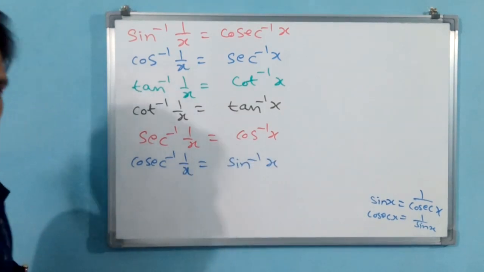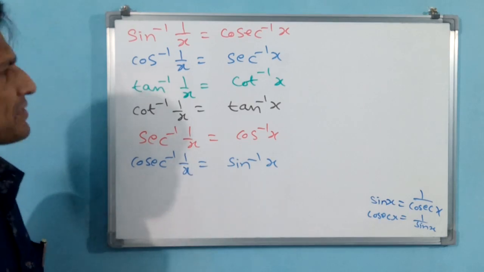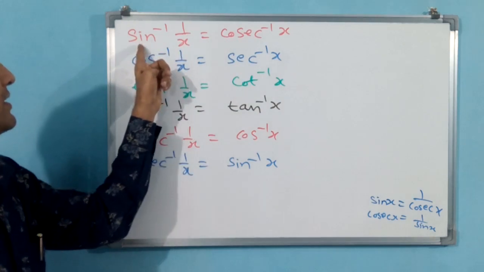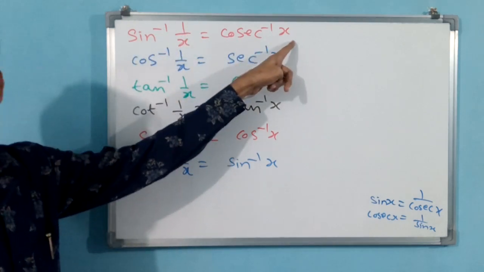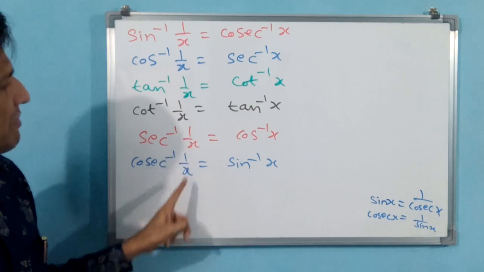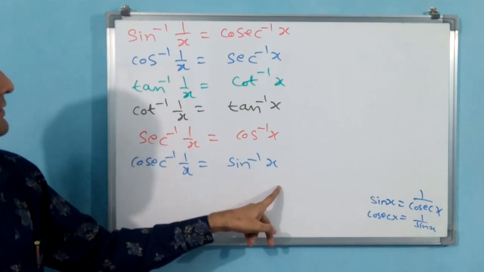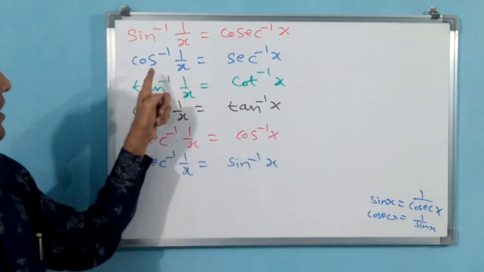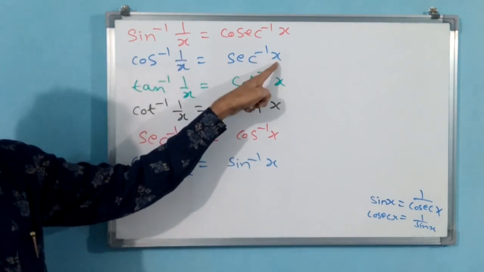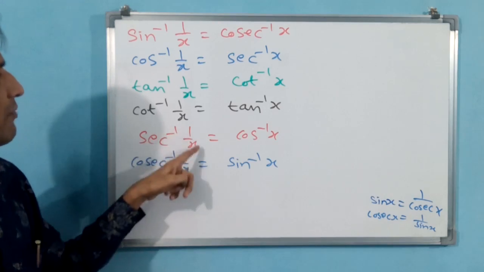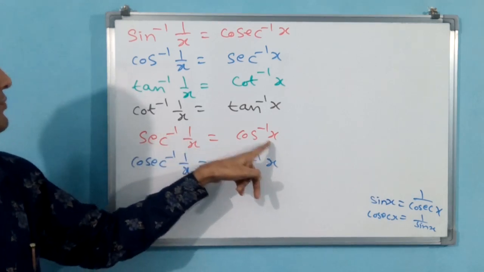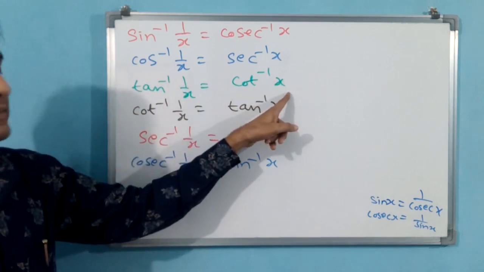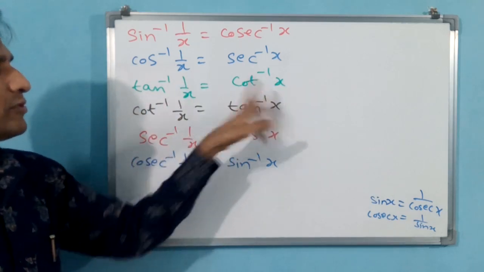Okay, you see all these properties. Normally, 1 by sin x is equal to 1 by cosecant x. Sin inverse 1 by x is equal to cosecant inverse x. Cosecant inverse 1 by x is equal to sin inverse x. Here, 1 by x comes means here x will come. Cos inverse 1 by x is equal to secant inverse x. Secant inverse 1 by x is equal to cos inverse x. Tan inverse 1 by x is equal to cot inverse x. Cot inverse 1 by x is equal to tan inverse x.